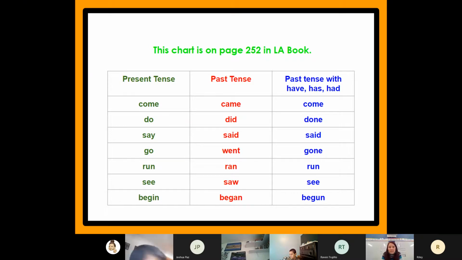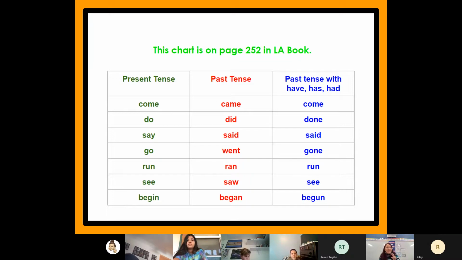Okay, so we're going to change the present tense verb to past tense, and we're not going to add ed because these words actually change the spelling in order to use them correctly. And then if you look at my screen, the column that has the blue words, those words are used if it has a helping verb in the sentence right before it. The helping verbs have, has, and had. So that could even be changed from just the regular past tense. So I'm going to practice with you a little bit, and then I will let you start your assignment just to make sure you're on the right track.